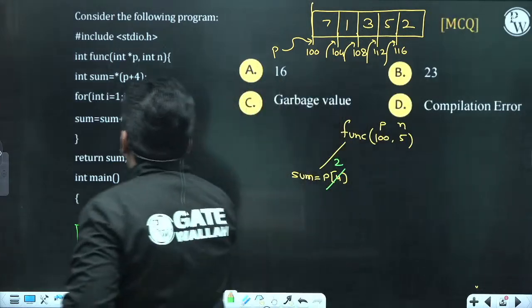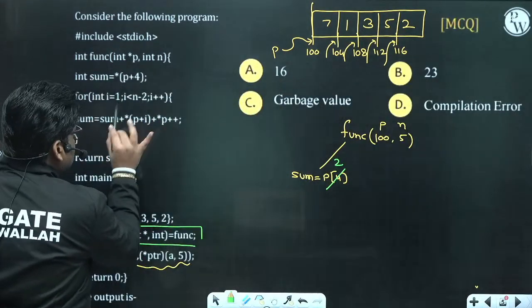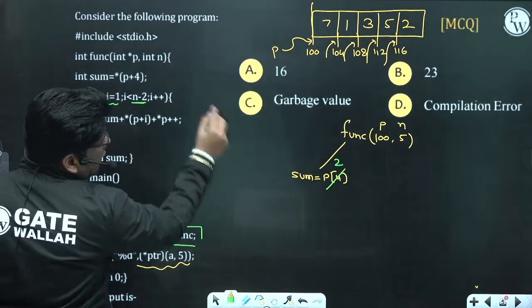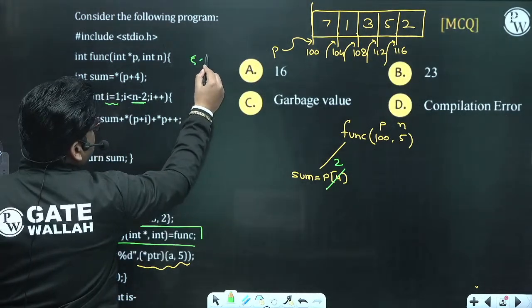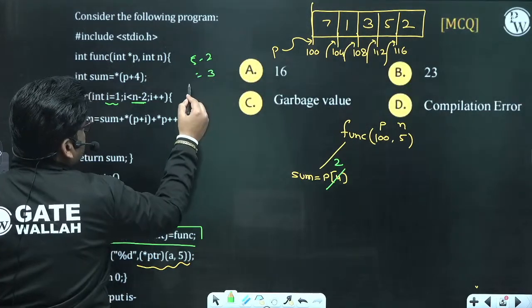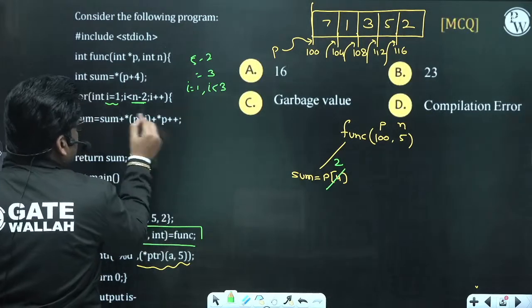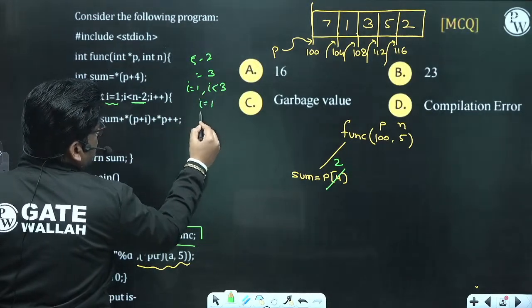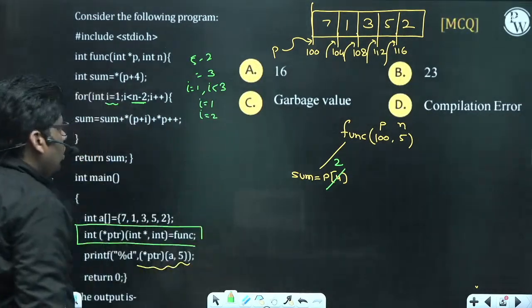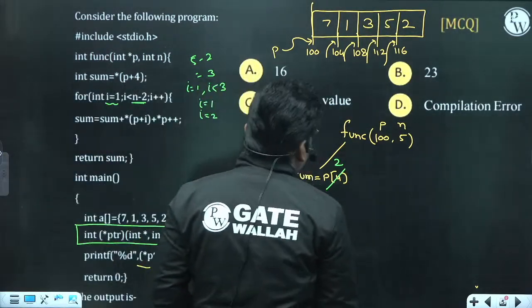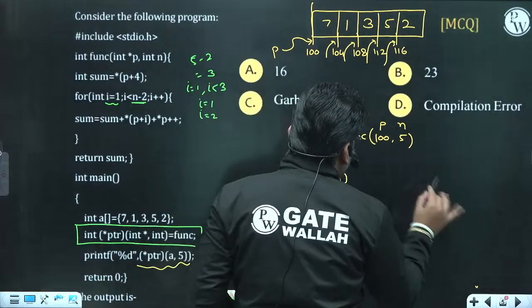Okay, sir. Now just understand this for loop. Sir, i is equal to 1, i less than n minus 2. What is the value of n? 5. 5 minus 2 is nothing but 3. So we are saying i is equal to 1, i less than 3. That means this code will execute only for i is equal to 1 and i is equal to 2. Got the concept?